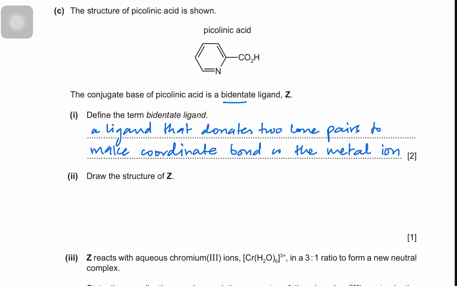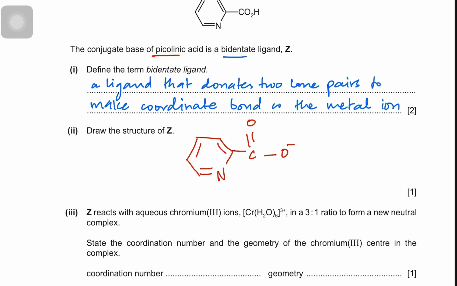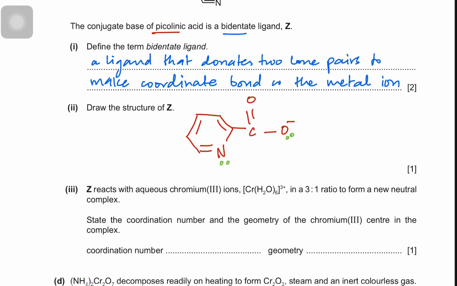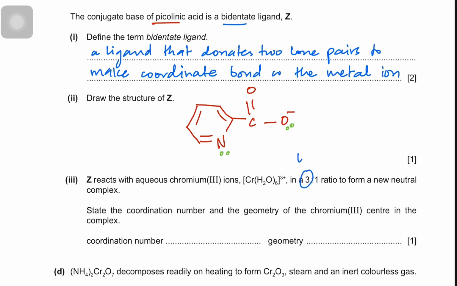They want you to draw the structure of Z. Z is the conjugate base of picolinic acid, something like that. So just to draw the conjugate base, you remove the proton from the carboxylic acid group and you place a negative charge. Remember, the nitrogen atom and the oxygen atom have lone pairs, so they can act as ligands. Z reacts with aqueous chromium ions in the 3:1 ratio, where 3 is the bidentate ligand.